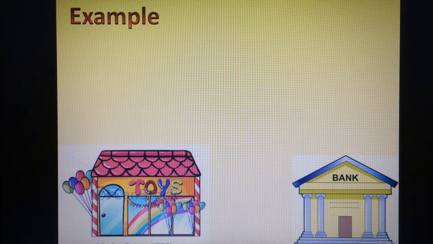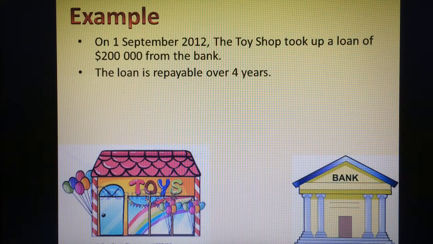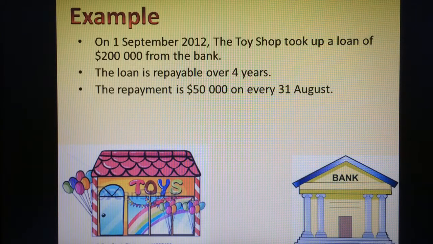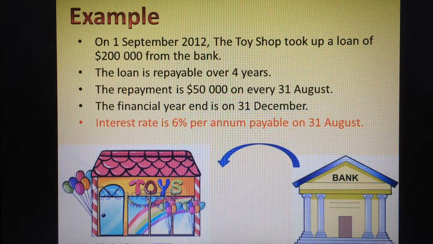Continuing from the example in the video clip on long-term borrowings, again on 1st September 2012, the toy shop took up a loan of $200,000 from the bank. The loan is repayable over 4 years. The repayment is $50,000 on every 31st August. Financial year end is on 31st December, and the interest rate is at 6% per annum, payable on 31st August.